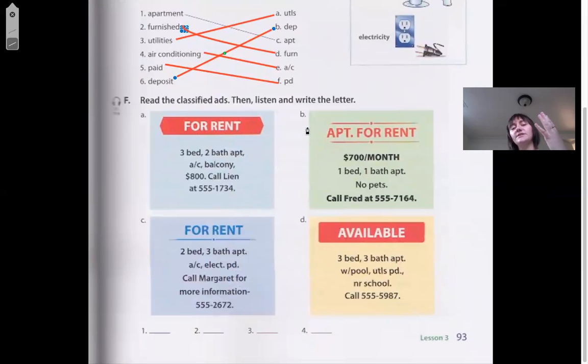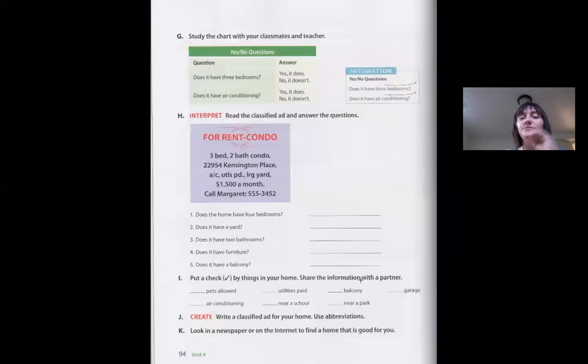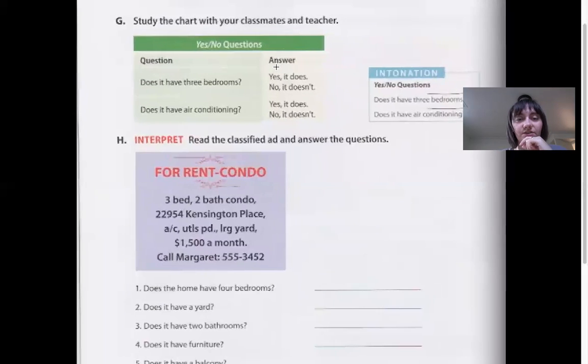All right, so now this one, we'll skip this part. You can try reading them and see if you can understand the shorthand, right? So we have AC, electricity paid. Then we have this one, the W with this dash, it means with. So 3-bedroom, 3-bath apartment with pool. Wow, it's got a pool. Okay, so let's move on to the last one that we're gonna do today.